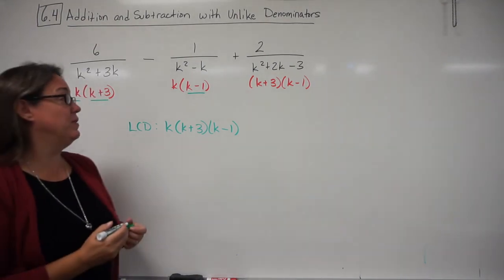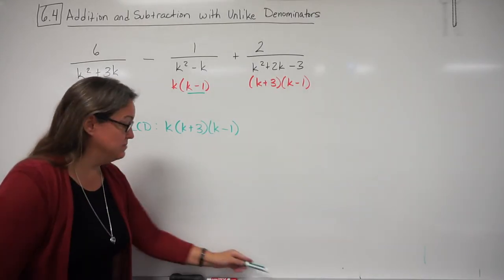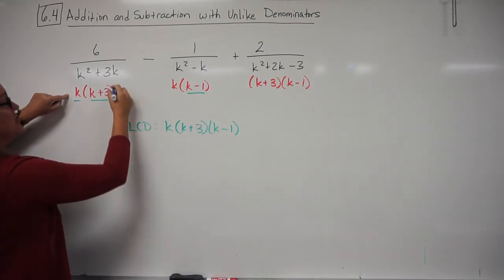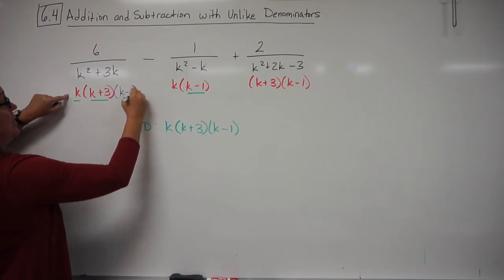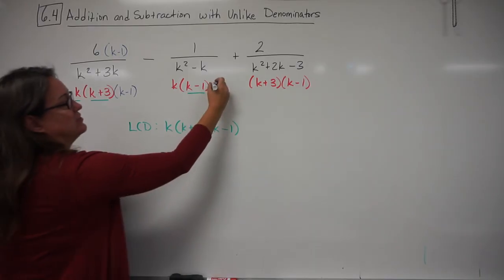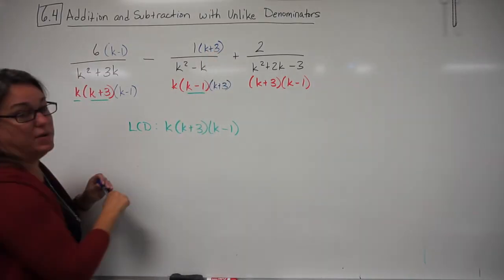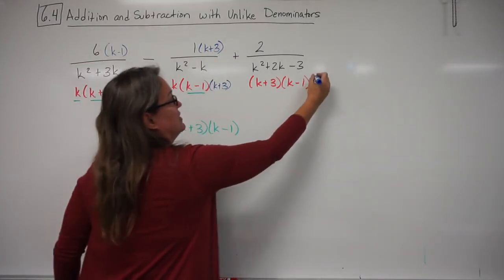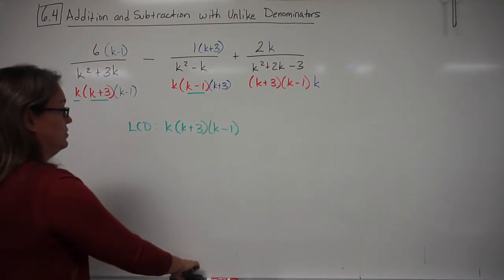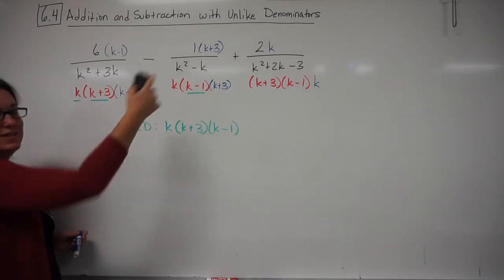So again, I'm going to multiply each fraction or each rational expression by the factor that it's missing. So here we go. This one needs a k minus 1. And I need to multiply it top and bottom. This one needs a k plus 3. So I'm going to multiply that top and bottom. This one needs to get multiplied by k. And now we are ready to rock and roll. So I'm going to erase this to make some space, but you see this under each fraction. It's been written there.